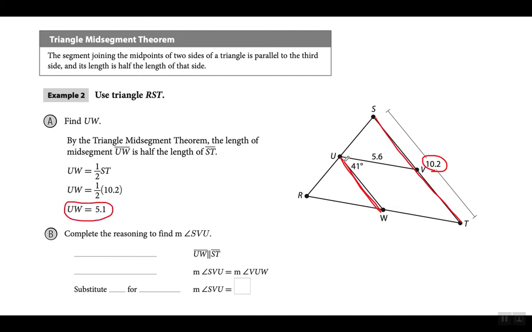Tenemos que encontrar el largo del segmento UW. Así que aquí está UW. Miren la línea que es paralela al segmento medio. Este lado te está diciendo que mide 10.2. Así que el segmento medio tiene que ser la mitad de ese lado. Así que tienen que dividir 10.2 por 2, que te va a dar 5.1.